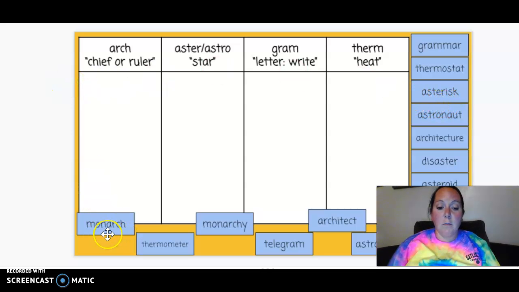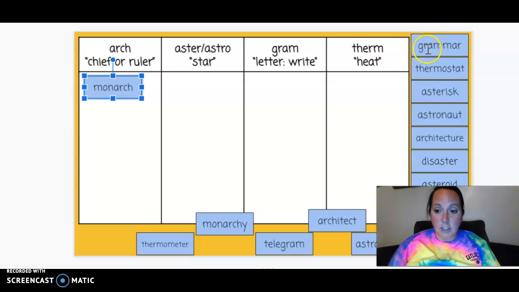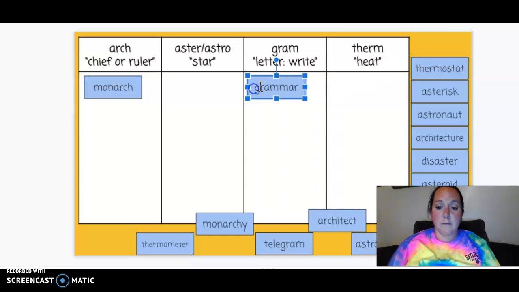If we look at the word monarch, A-R-C-H, monarch means chief or ruler, so we are going to move that word into this column. If I look at the word grammar, G-R-A-M, it's going to go into the letter or right column. You are going to do that for all of the words and submit on Schoology when complete.